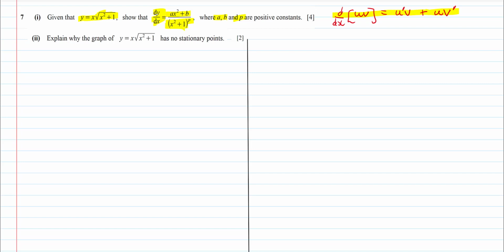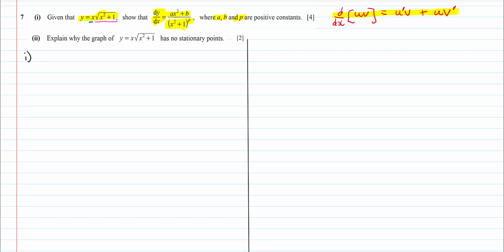So if u and v are both functions of x, then the derivative of u times v is going to be equal to the derivative of u times v plus u times the derivative of v. So for our problem then, if we take our u of x is equal to x and our v of x is equal to the square root of x squared plus 1, then we can go about and find the derivative of y with respect to x.